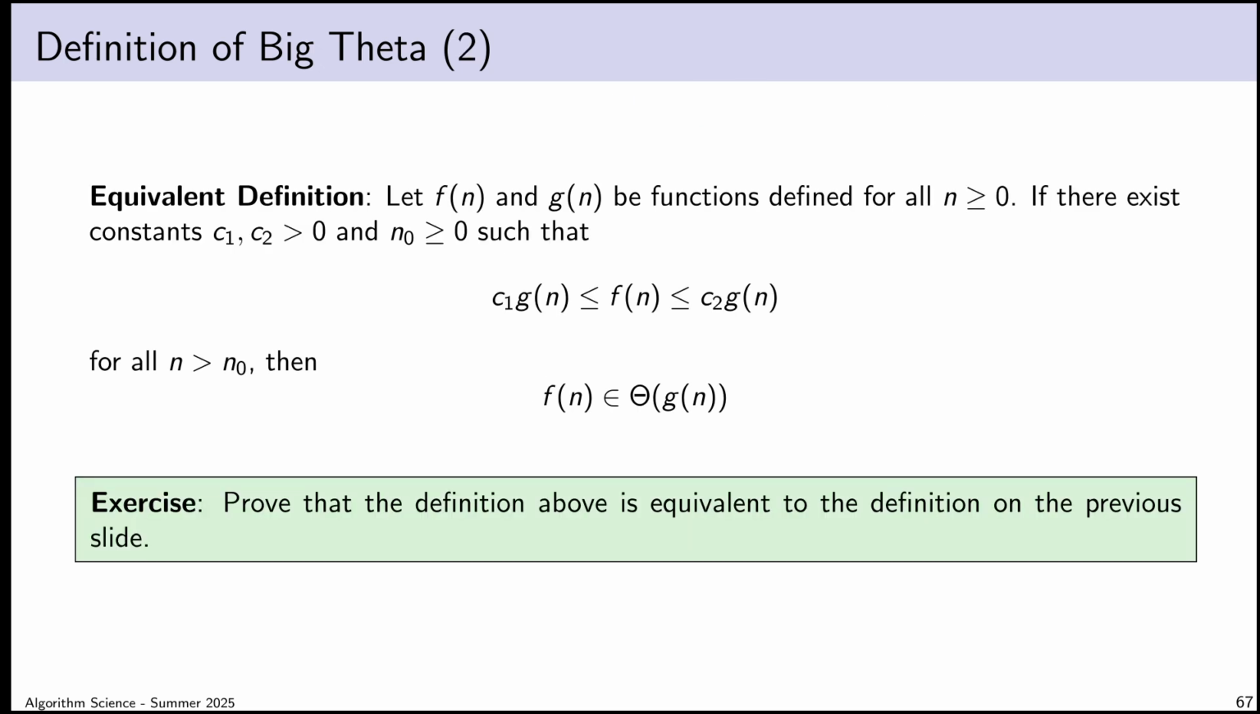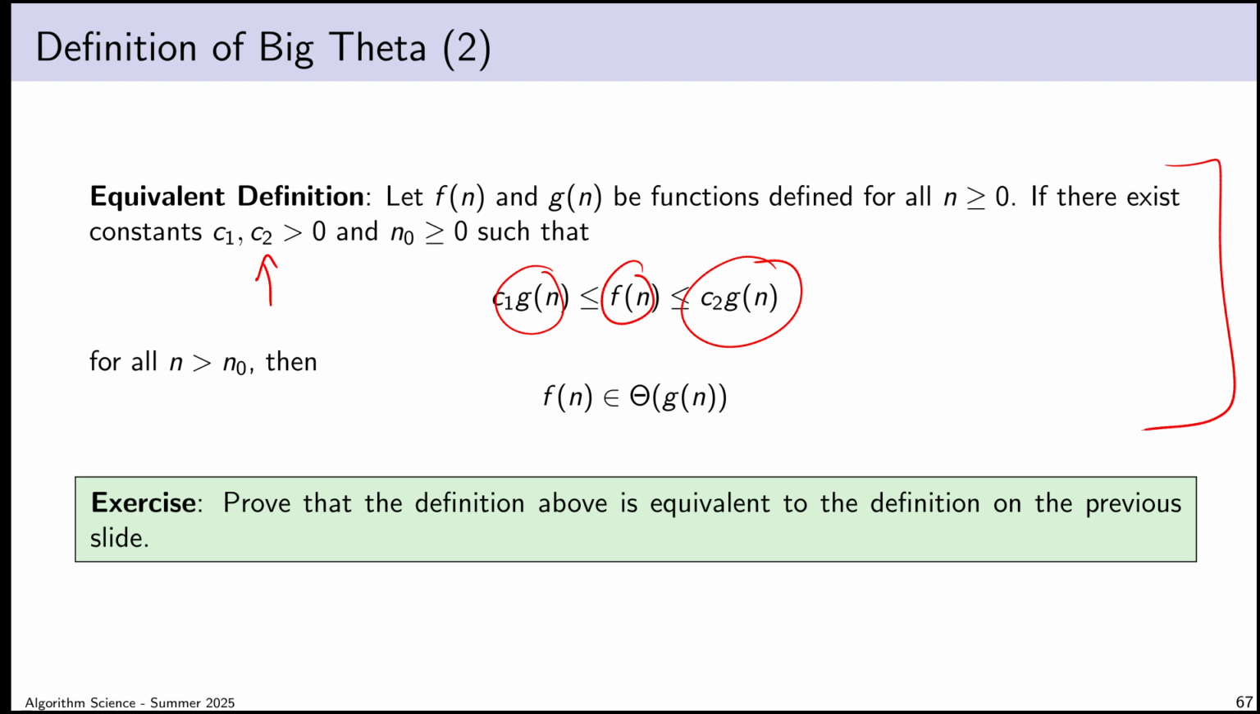Now, here is a definition that people who want to state definitions from scratch would write. So people who do not want to rely on big O and big omega could also write this. Let f and g be functions. If there exist two sets of constants and one n naught, such that some multiple of g is less than or equal to f, and in turn that f is less than or equal to some other multiple of g, then f is big theta of g.